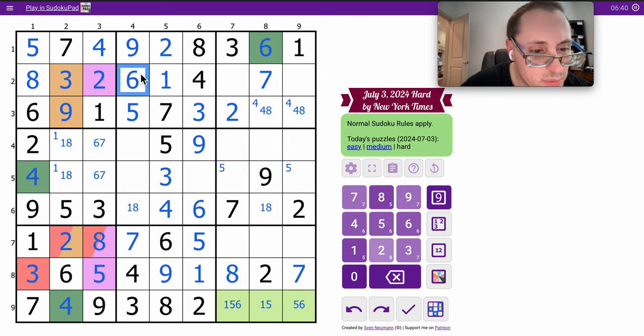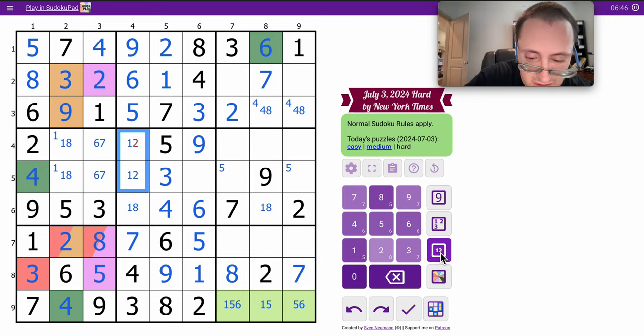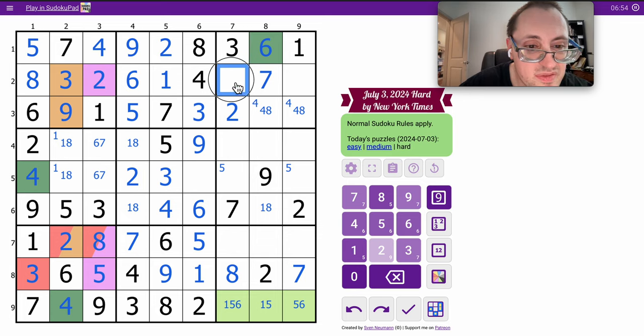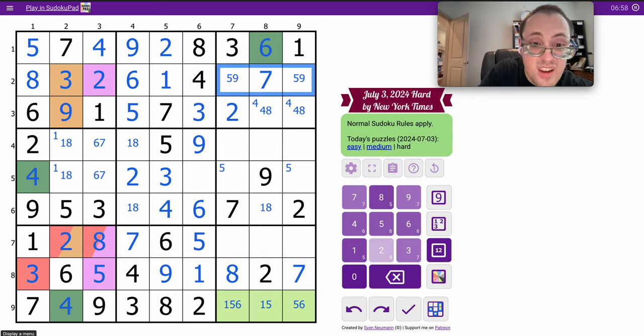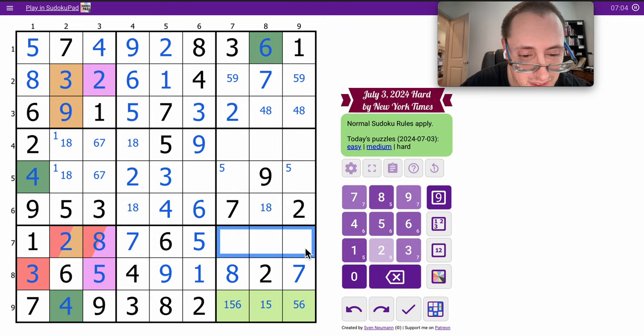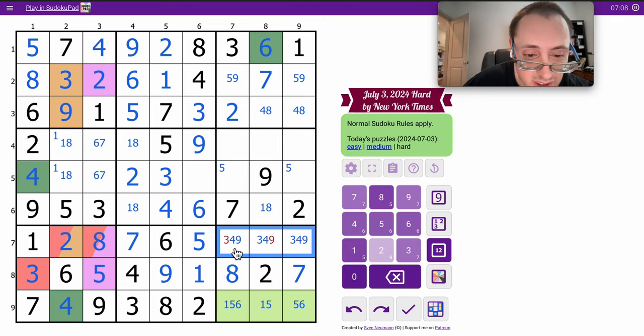6 goes here. These two are 1, 8 along with 2. That must be a 2. These are 5 and 9. Finish the top row. And I don't have anything else to go with it. These look like 3, 4, 9 here.